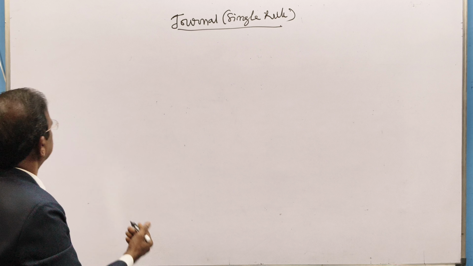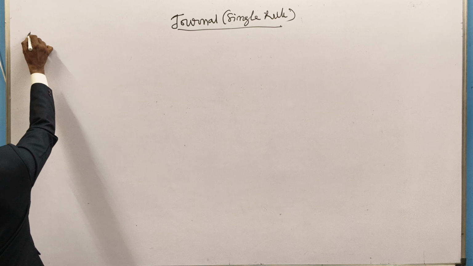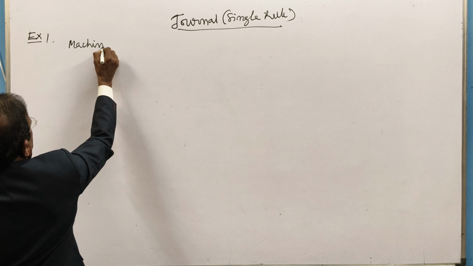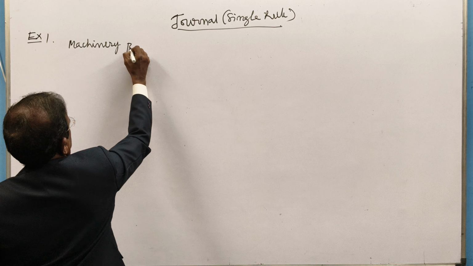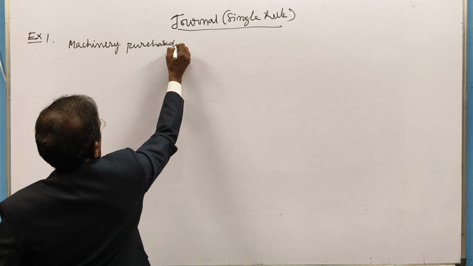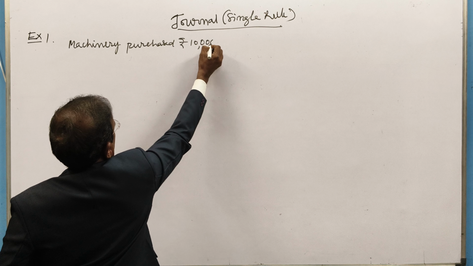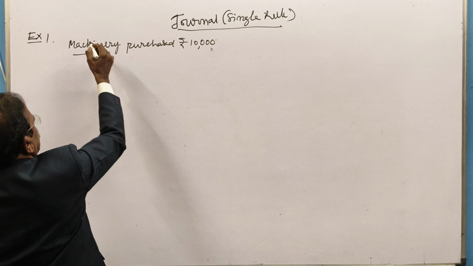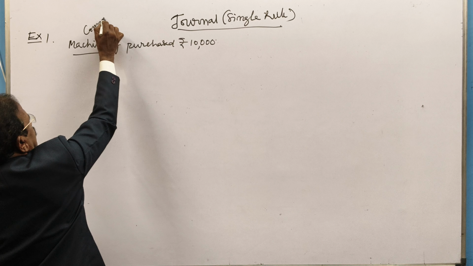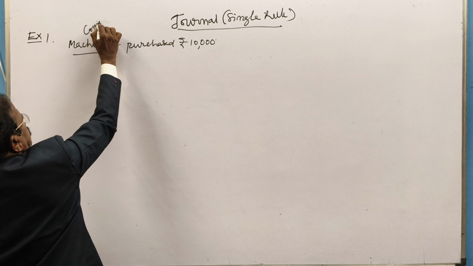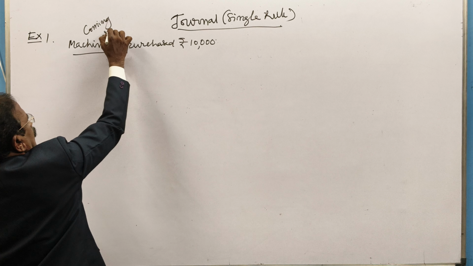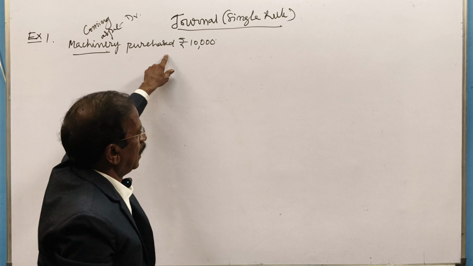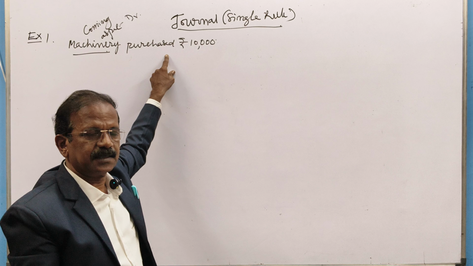Let us take an example. Example 1. Machinery purchased for rupees 10,000. In this, we are receiving something, that is machinery. This is coming aspect. This is debit. And going aspect is cash, that is credit.